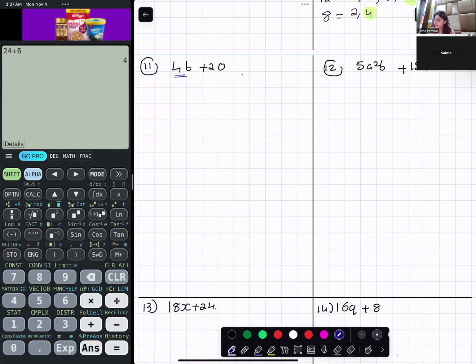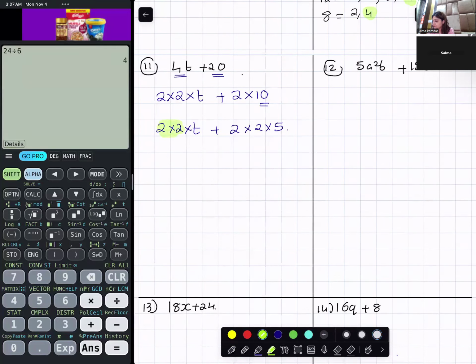Over here, 4t can be written as 2 into 2 is 4 into t. And 20 can be written as 2 into 10. Now I have 2 into 2 into t plus 10 can also be written as 2 into 5. Identify the common factor. It is 2 into 2, and 2 into 2. 2 into 2 is 4. Common factor is written outside. Everything else would come inside the bracket. So this would become t plus 5.